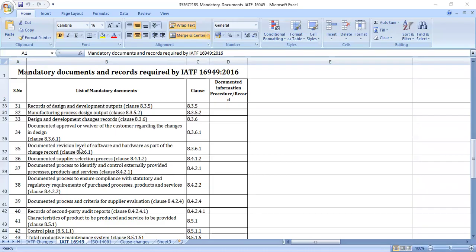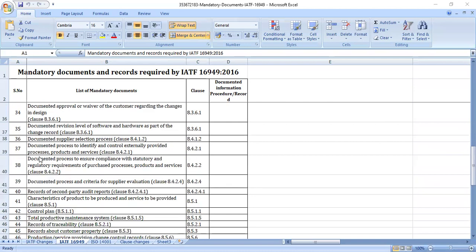35. Documented revision level of software and hardware as part of the change record. Subclause 8.3.6.1. 36. Documented supplier selection process. Subclause 8.4.1.2. 37. Documented process to identify and control externally provided processes, products, and services.